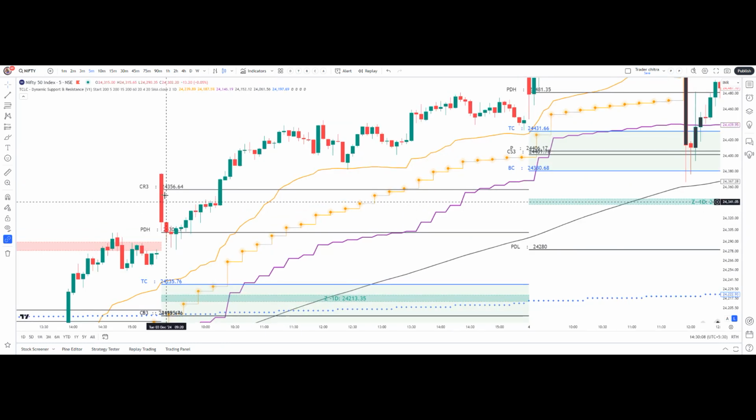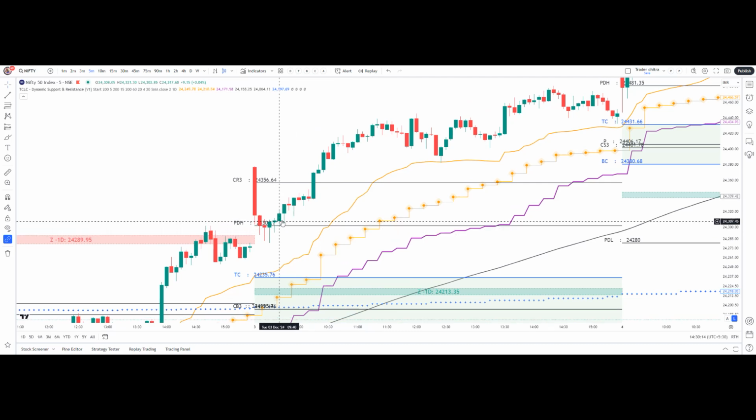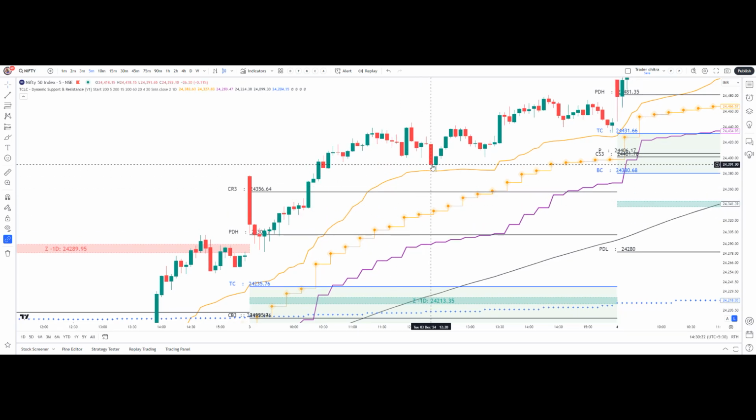So the next day Nifty opened at a Camarilla R3 level and took support at the PDH, that is previous day high. Okay, so according to our TCLC dynamic support and resistance, there is no trade till now, but we got the long trade here.